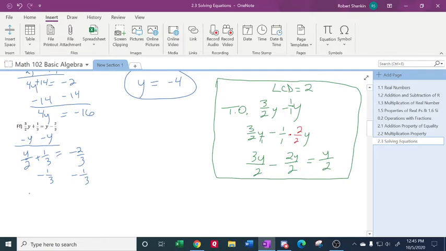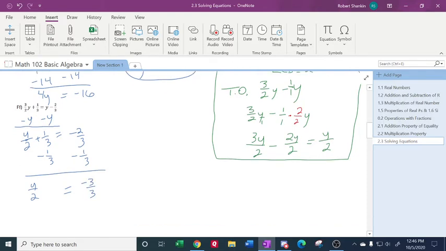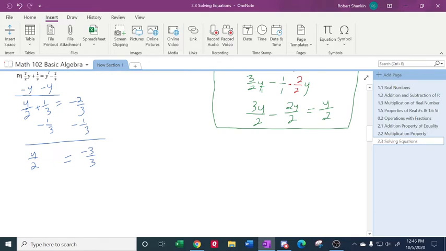What I will get is y over 2, these cancel out. This is going to give me, now they already have a common denominator. When you have a common denominator, you just add the numerators. -2 plus -1 is -3 thirds. Now, that reduces. Negative 3 over 3 is negative 1, so that's the same as y divided by 2 equals negative 1.